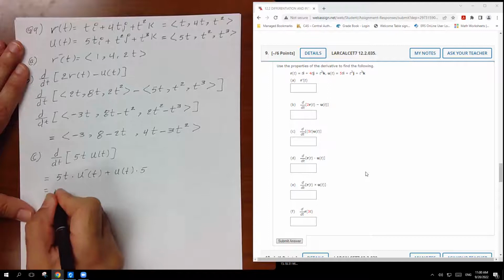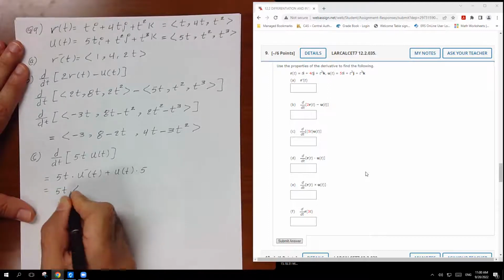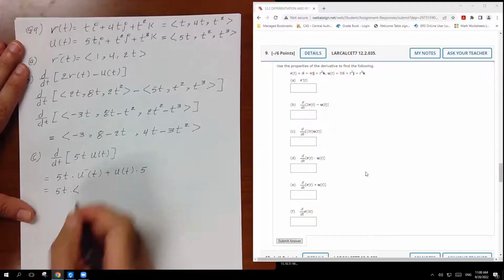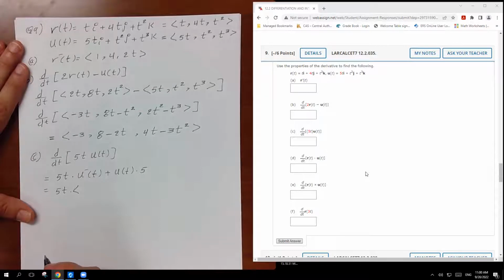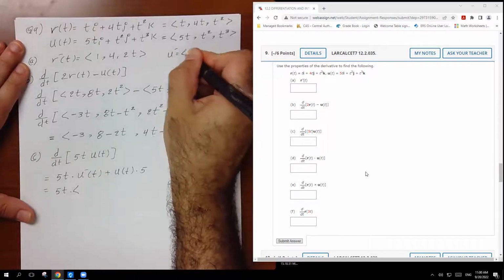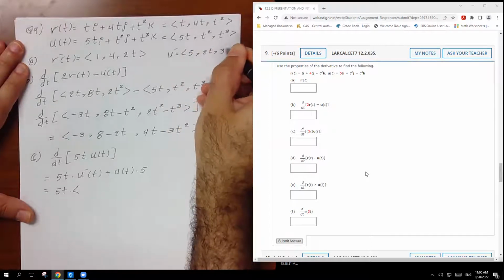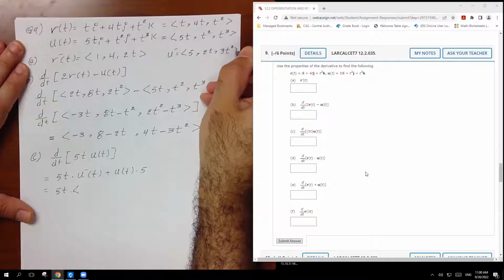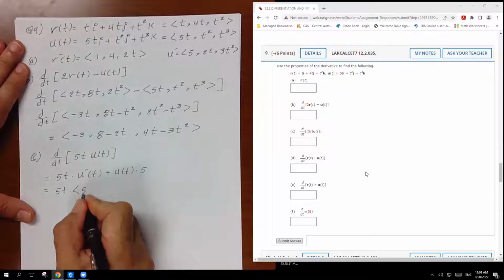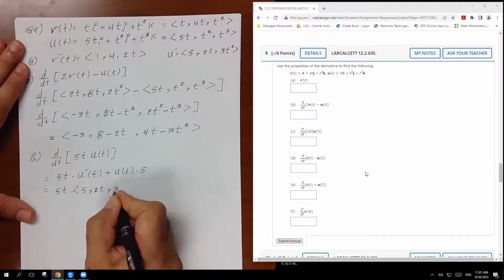Then I'm going to say here's 5t, and it looks like a scalar now, and here is u prime. We need to find the u prime. So here u prime equals 5, 2t, and 3t squared. That means u prime is 5, 2t, and 3t squared.